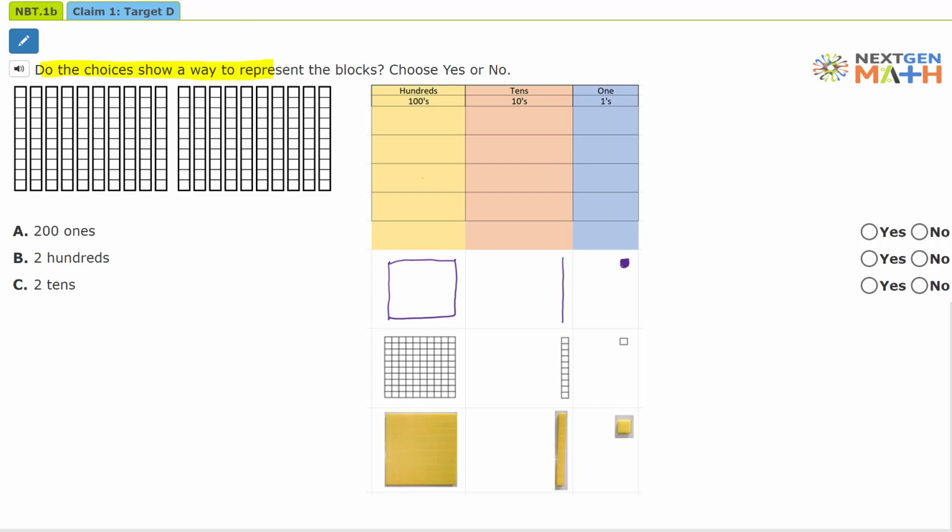Do the choices show a way to represent the blocks? Choose yes or no. First, we need to count the blocks. And so each of these is a block. That's one block. And this entire strip is 10. So let's count the numbers of 10.